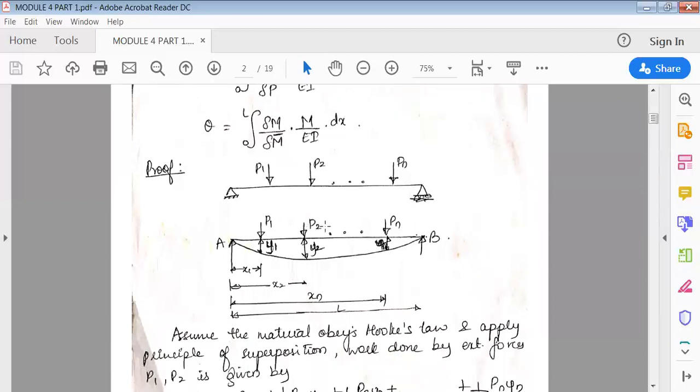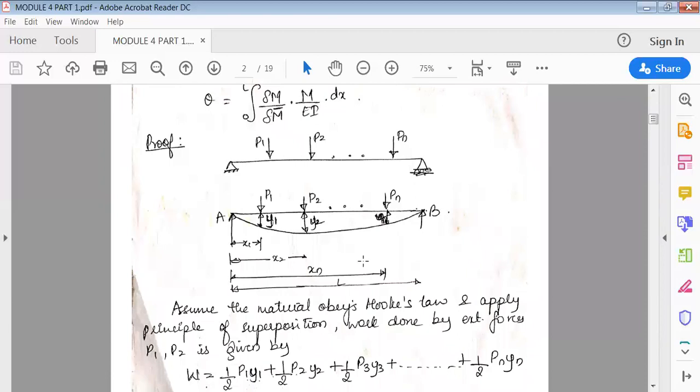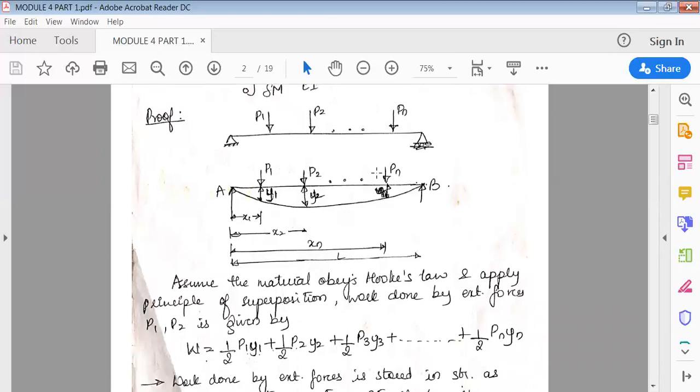Of course, this proof is not usually asked, but anyhow, you should know this proof. It is simple. First we'll take a simply supported beam, with a hinge support and a roller support. Then there are loads acting here, P1, P2 and so on up to Pn. Now I'll draw the deflected shape of the beam. Below P1 there is Y1, below P2 Y2, similarly below Pn the deflection is Yn. All are spaced at distances x1, y1, x2, y2, xn, yn, and the complete length is L.